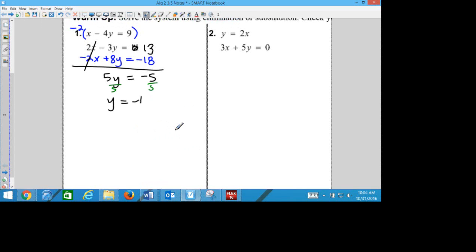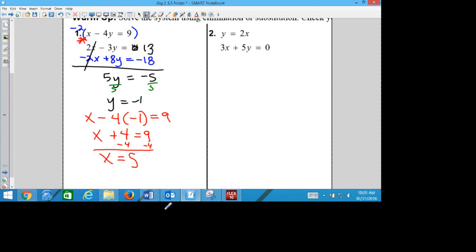y equals -1. But this is not the answer, because we're trying to find x and y that fit into both of those equations, that make both of those equations true. So we found y. How do we find x now? Plug it in to one of the original equations. I'm just going to choose the first one. So I'm going to have x minus 4 times y, which is -1, equals 9. So x plus 4 is 9. Take away 4, x equals 5. So we found what x equals.